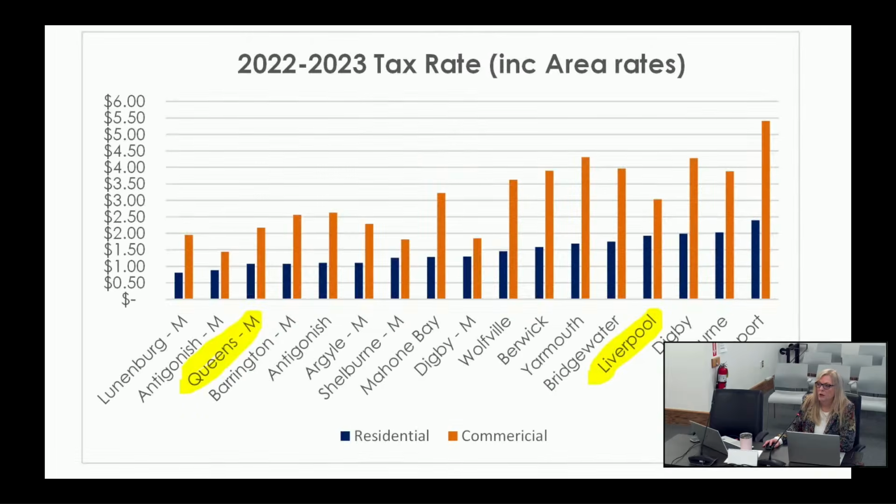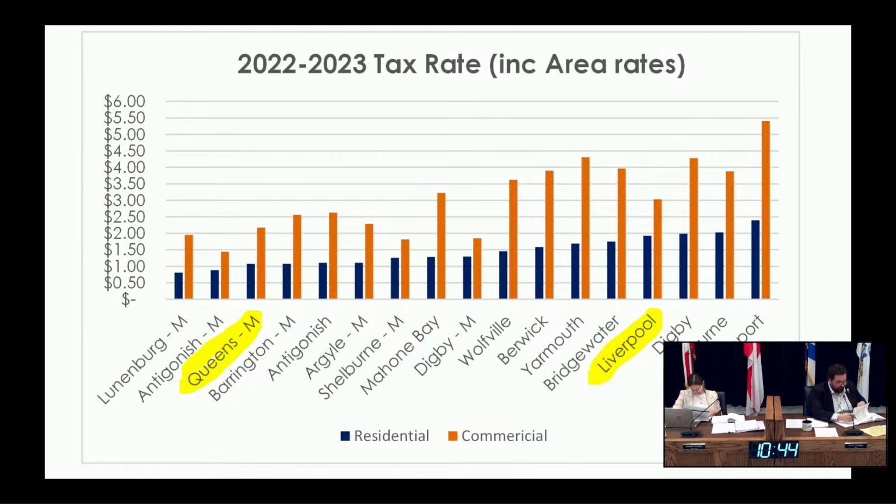Does anyone have any questions about those tax rates? Again, those tax rates include area rates. So in some cases, Town of Bridgewater may have a lower base rate, but then they may have significantly more area rates. But at the end of the day, the total amount, which is inclusive of area rates, is what goes on the bill, and that's the one you're seeing in those graphs.